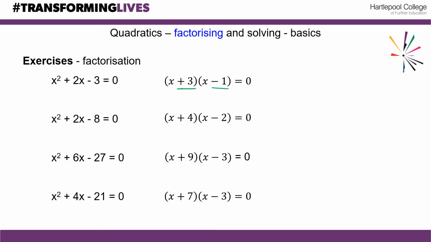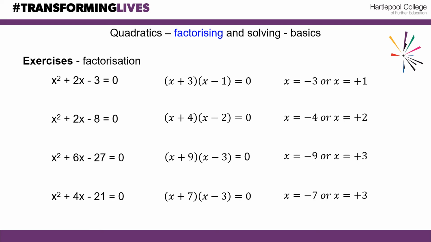For the next one, we had 9 and 3. And then for the plus 6, we had positive 9, negative 3. And then for the last one, we needed to make 21. So the correct factor pair to go for was 7 and minus 3. And that gets us the 4.